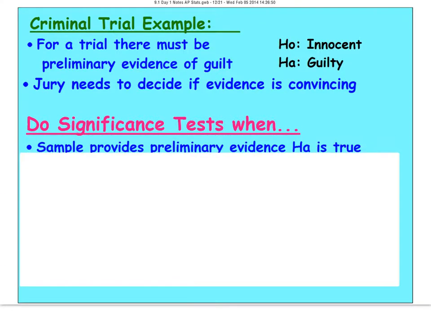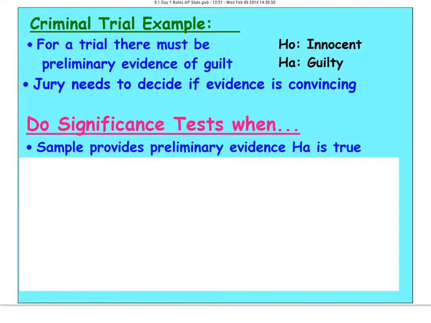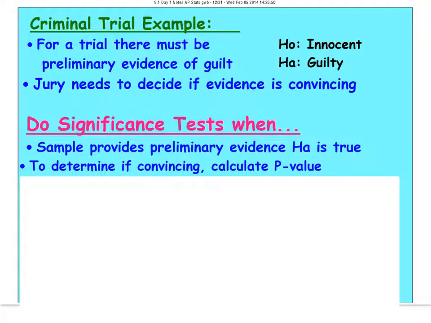So another question to ask yourself is, when do you actually do a significance test? Well, you do it if a sample provides preliminary evidence for H sub A. Again, in the jury example, they're going to go before a judge first to see if they can even proceed to a trial. So they're going to take a sample and see if we should do a test in this case for H sub A. If you get clearance to do the test, then you go ahead and determine if it's convincing.